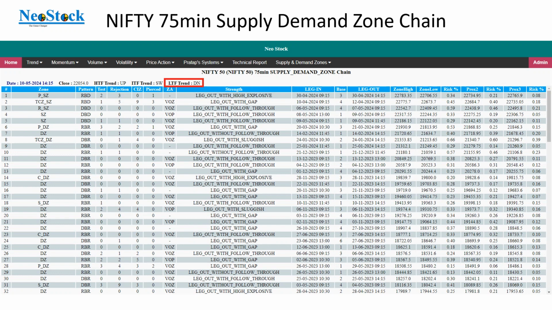When will the trend be changed? When the immediate 75-minute supply zone is violated, the trend will be changed to sideways. After that, when one more supply zone is violated, it will be changed to uptrend.